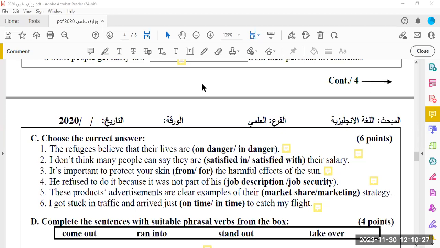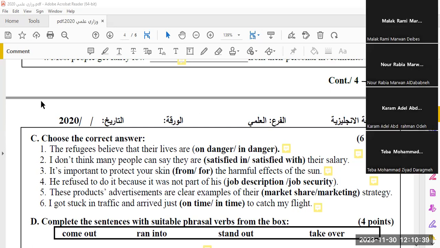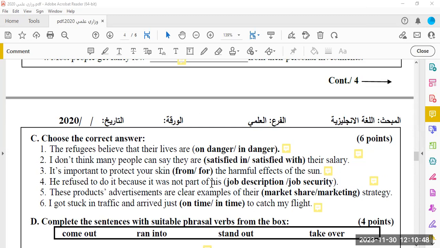These products and advertisements are clear examples of their marketing strategy. Marketing. The last one. I got stuck in the traffic and arrived just on time to catch my flight. Okay. Note that "in time" always comes with "just", meaning he arrived a little before the deadline, he nearly missed it.